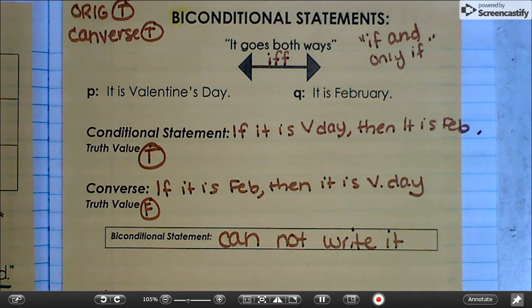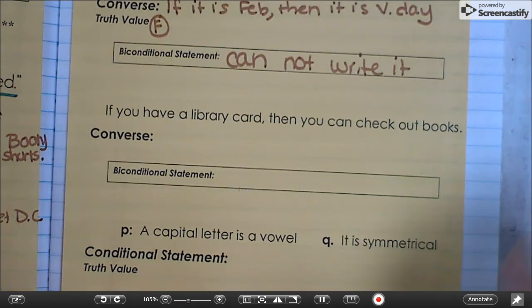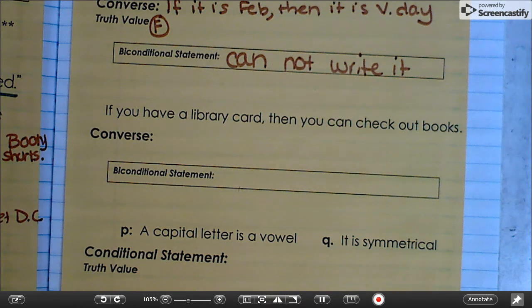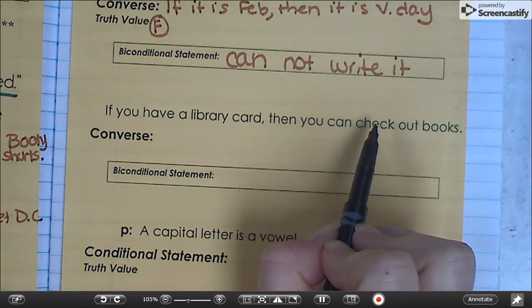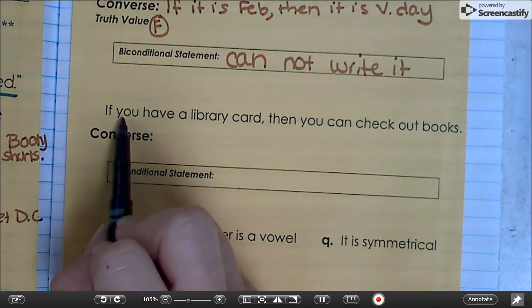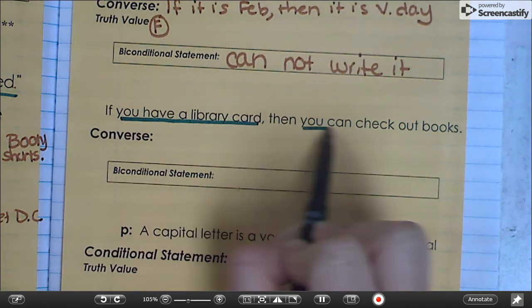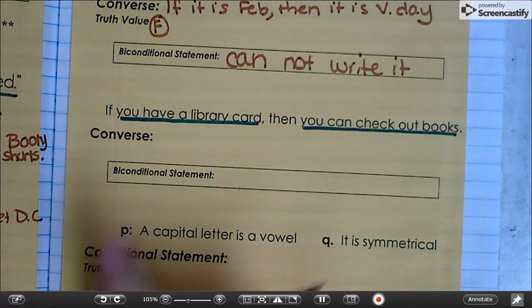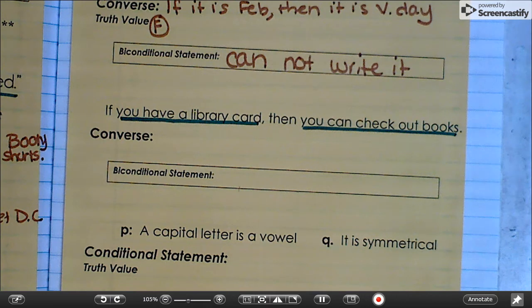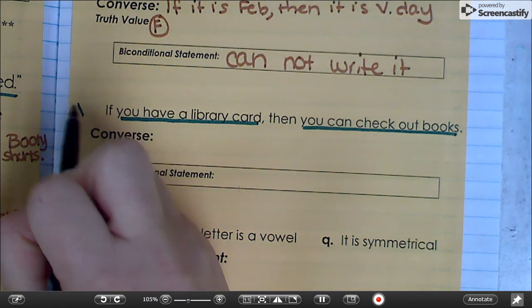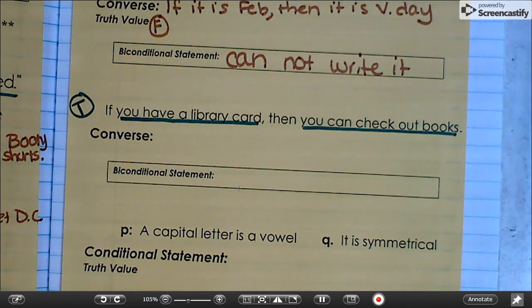Let's look at another example. In this example, I gave you the actual original statement to begin with, the hypothesis and the conclusion. If you have a library card, then you can check out books. That's true. That's the way you can check out books. You have to have a library card. Let's look at the converse.